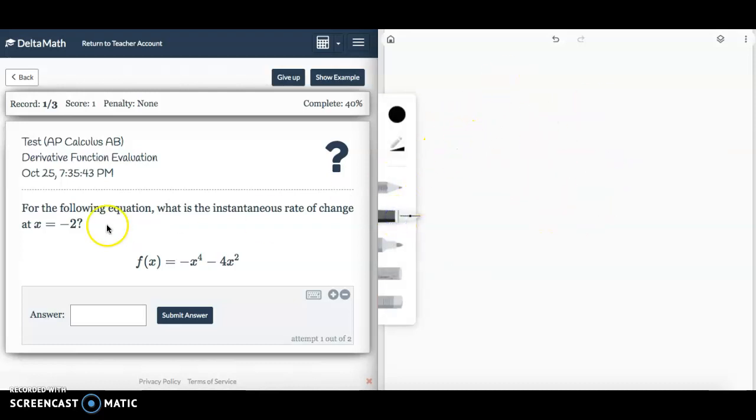Find my derivative. Well, I know it wants me to find my derivative because it says for the following equation, what is the instantaneous rate of change? Remember, our derivative is our instantaneous rate of change. It's also the slope of our tangent line, and it's also known as the derivative. F prime of x would be -4x cubed minus 8x, and then I'm finding f prime of x at -2.